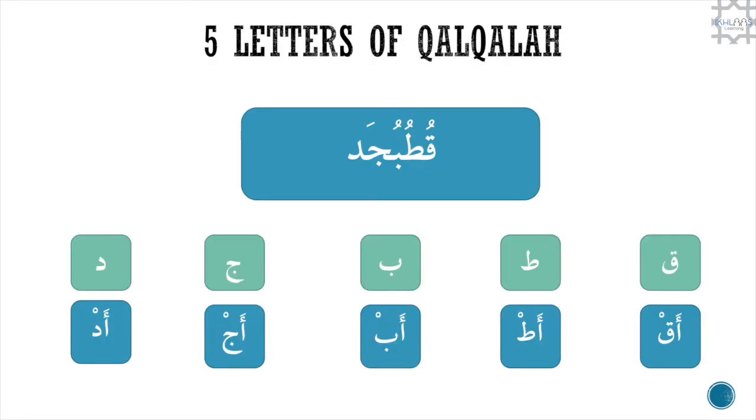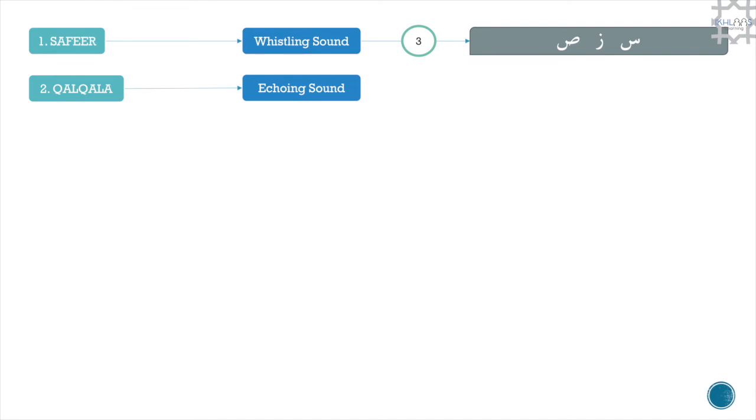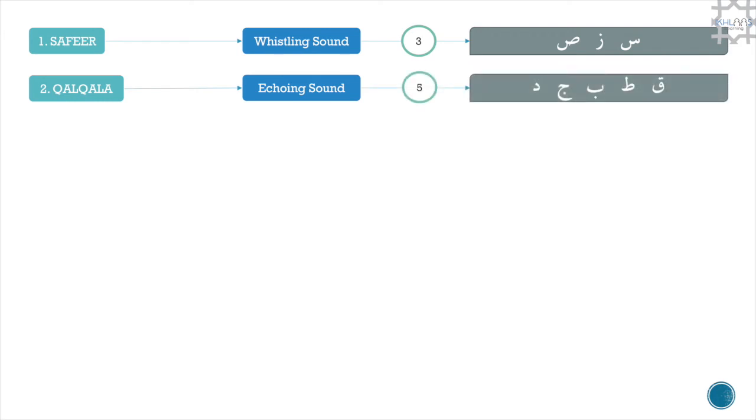There are 5 letters of qalqalah, qutubu jad: qaf, ta, ba, jim, and dal. And the qalqalah can only be heard when there is a sukoon or when you are stopping and it has a shaddah. So, aq, at, ab, aj, ad. So, the safir, there are 3 letters: sin, za, sad, which is a whistling sound, and the qalqalah with the echoing sound, there are 5 letters, qutubu jaddin.